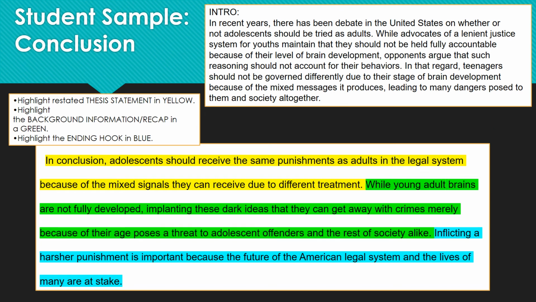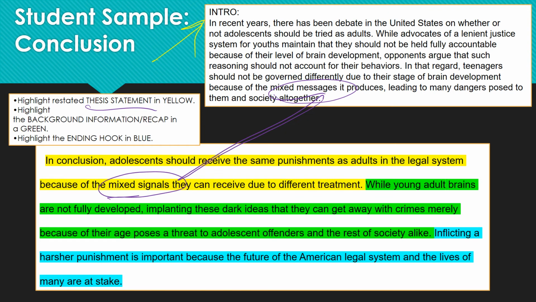All right, the simplest paragraph you should ever write is your conclusion. I've given you the intro we looked at earlier because it came from the same essay. In conclusion, adolescents should receive the same punishments as adults in the legal system because of the mixed signals they can receive due to different treatment. See that, guys? That's her restated thesis.